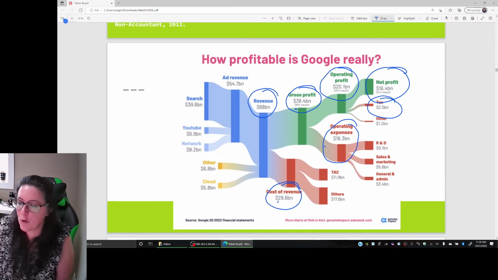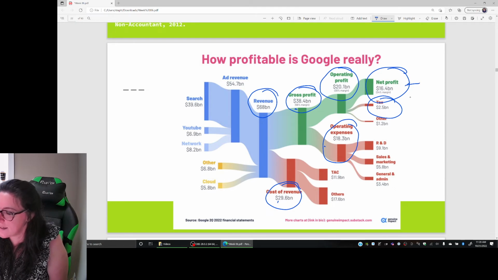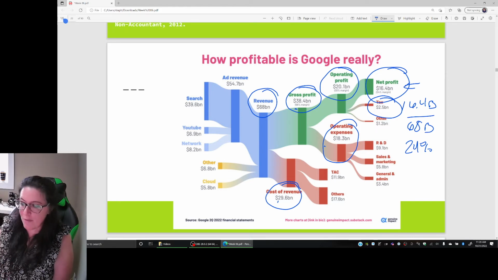So here we have Google's net profit after taxes at $16.4 billion. If we divide that by our revenue of $68 billion, we get a profit margin that is 24%.